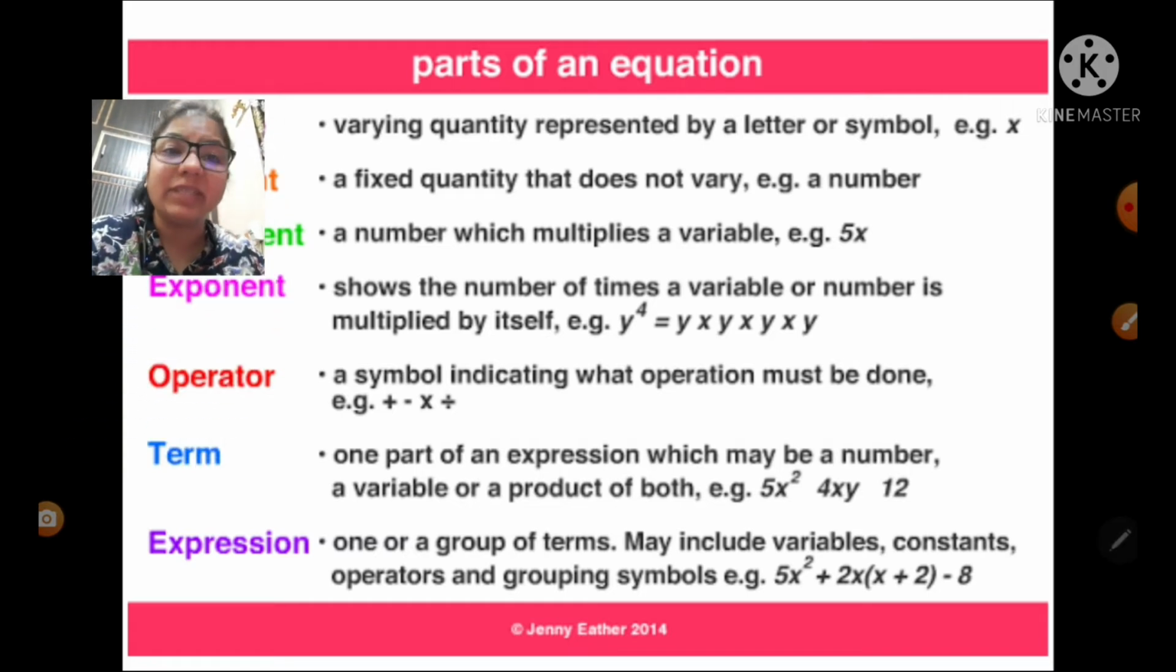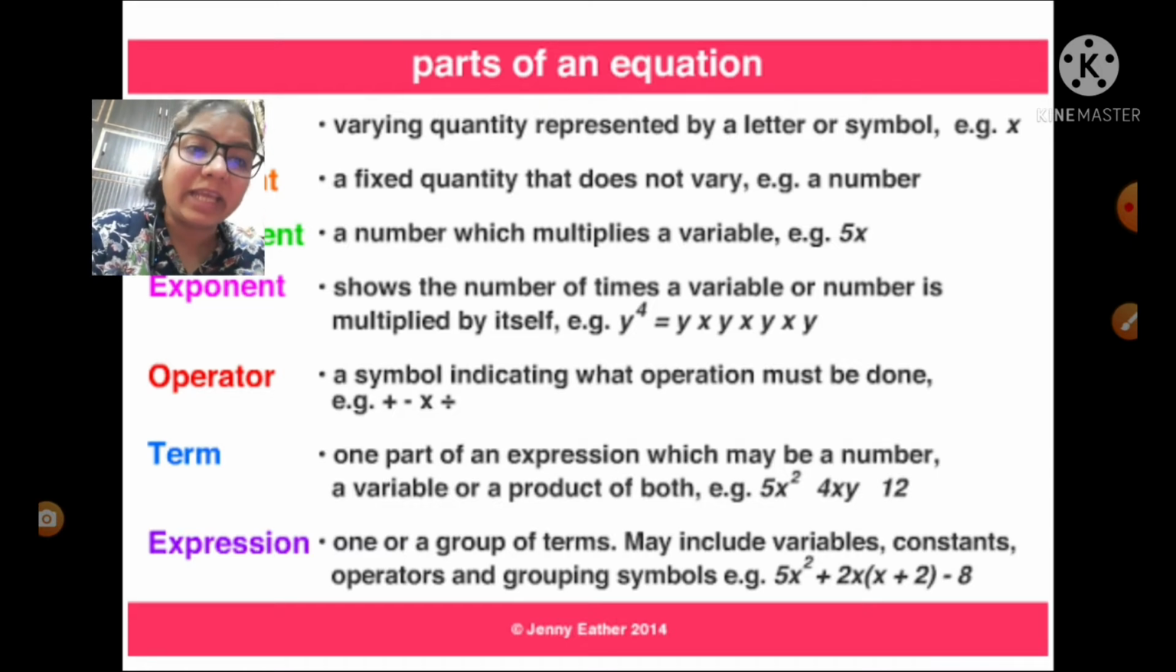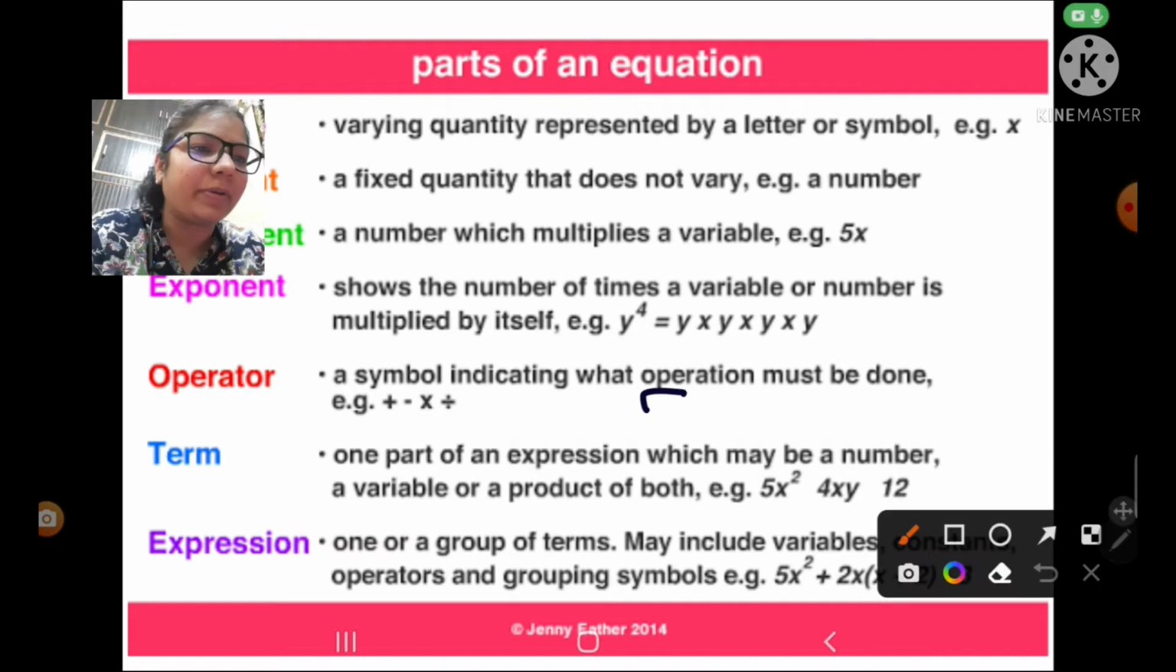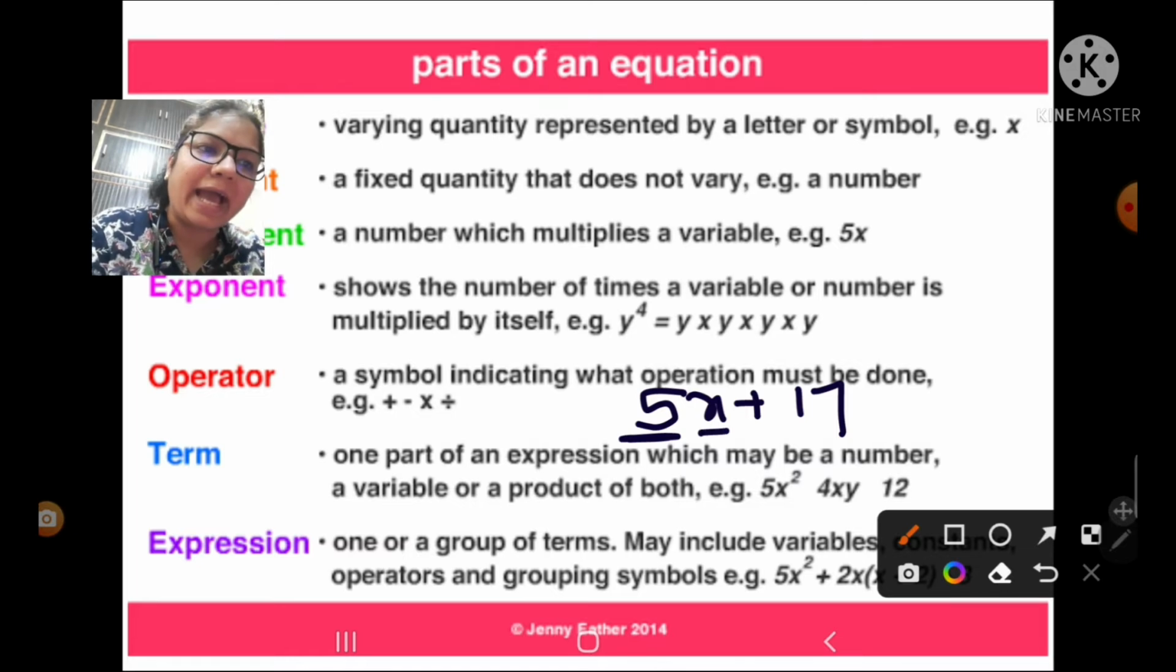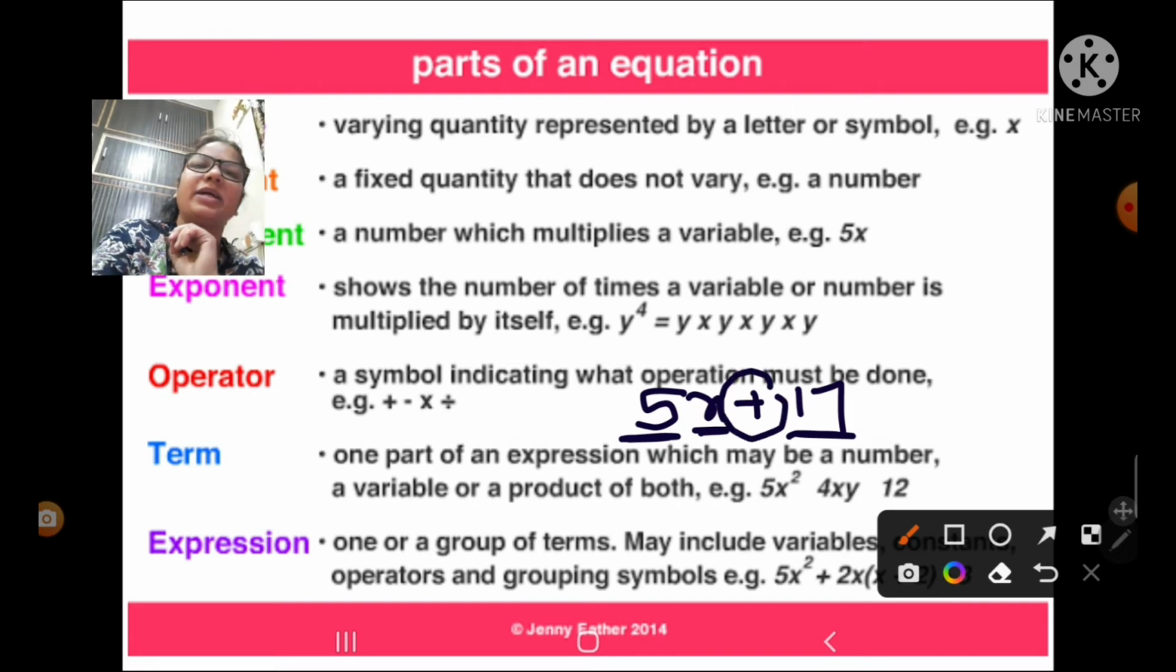Whatever sign is given between the coefficients and variables, those are operators. Mathematical operators are what? Plus, minus, multiplication, division. Like let's take an example, 5x plus 17. This 5 is your coefficient, x is your variable, 17 is your constant and this plus is your mathematical operator.